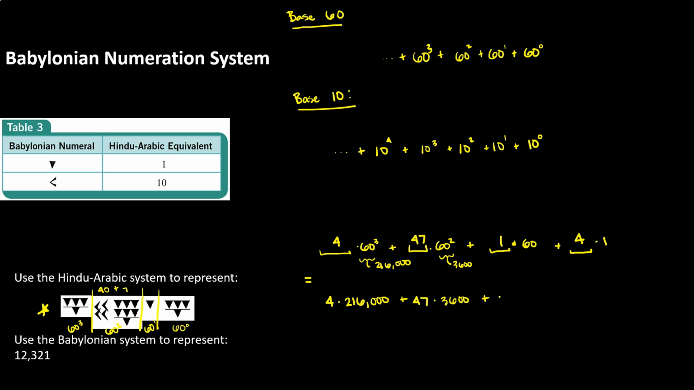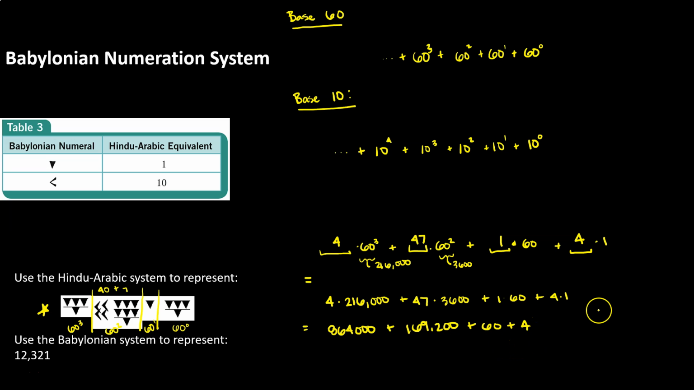And then we have 1 times 60, and then we have 4 times 1. And then if I multiply each one of these separately, 4 times 216,000 comes out to 864,000. 47 times 3,600 comes out to be 169,200. 1 times 60 is just 60, and 4 times 1 is just 4.